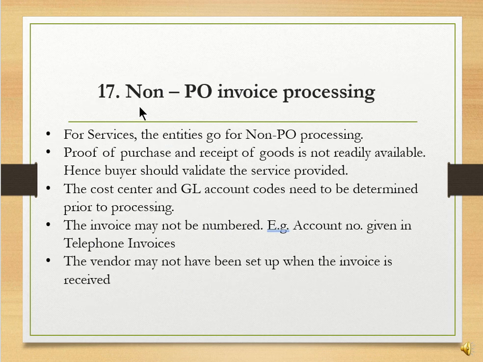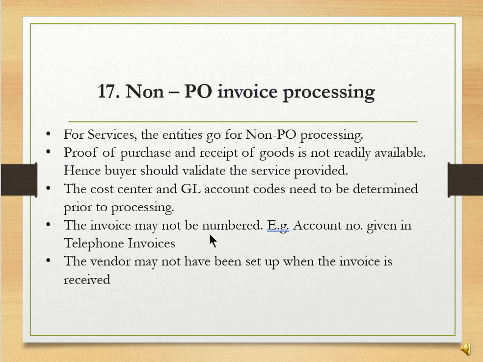Next question is about non-PO invoice processing. Maybe they will ask you to share some points about non-PO invoice processing. So non-PO invoice is basically used for service related purchases when the entities go for non-PO processing. Proof of purchase or receipt of goods is not readily available like a purchase order. Hence, buyer validation should be done. So buyer should validate the service provided, and the cost center and GL account codes need to be determined prior to processing.